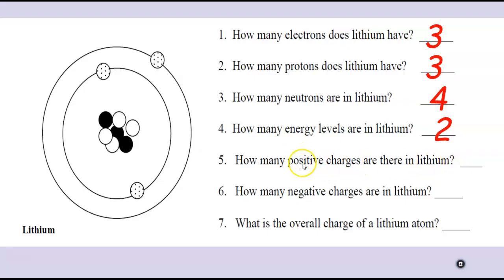Well, this is knowing what the positive particles are, which we know are, again, P positive stands for proton, so therefore it's 3. The negative charges, again, negative charges have to do with the electrons, which are this one, that's 3. The overall charge of a lithium atom is a total of 3 positive plus 3 negatives is 0. So when we're talking about overall charge of an atom, it is 0.